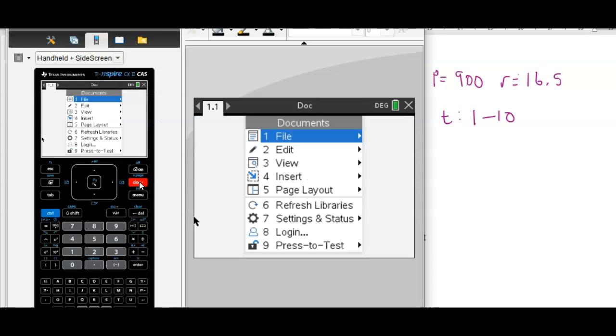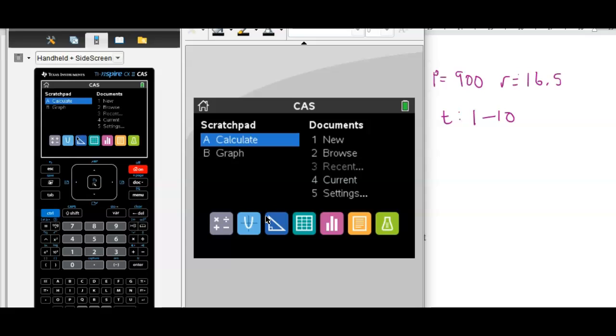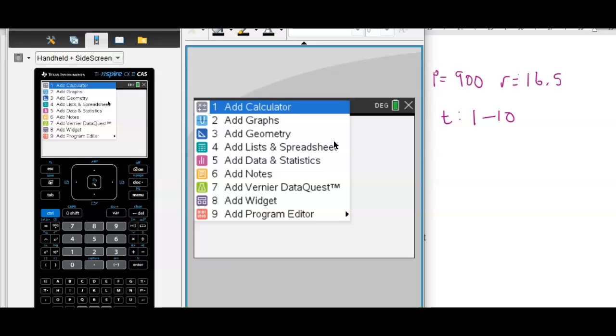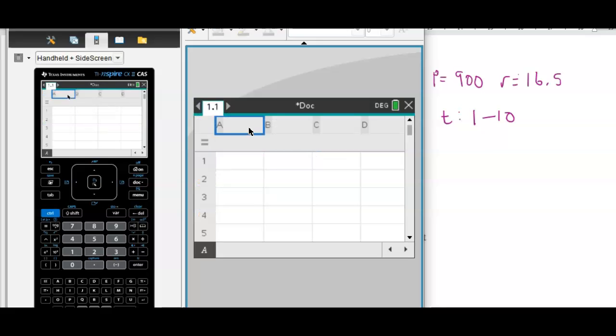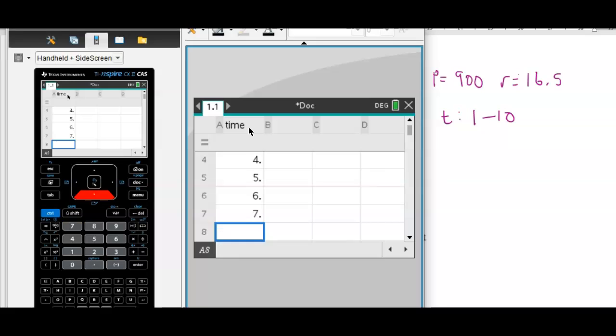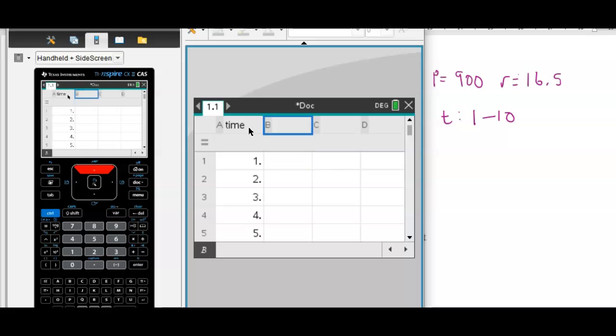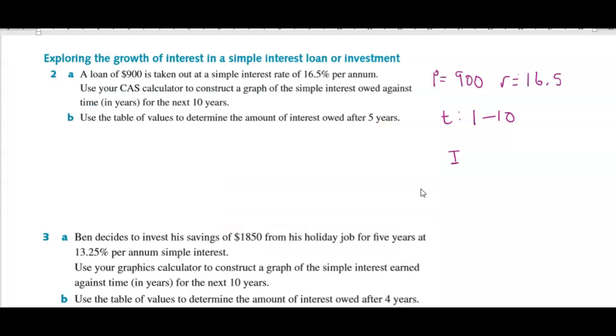Okay, we're going to insert, let's go to new, lists and spreadsheets. In this, we're going to call this column time, because we're graphing it, and we're doing it for 10 years. Now, in this second column, we're going to have the interest. Basically we're going to tell the calculator what we want it to do. So we're actually going to put in the interest formula. Remember, interest equals PRT over 100.